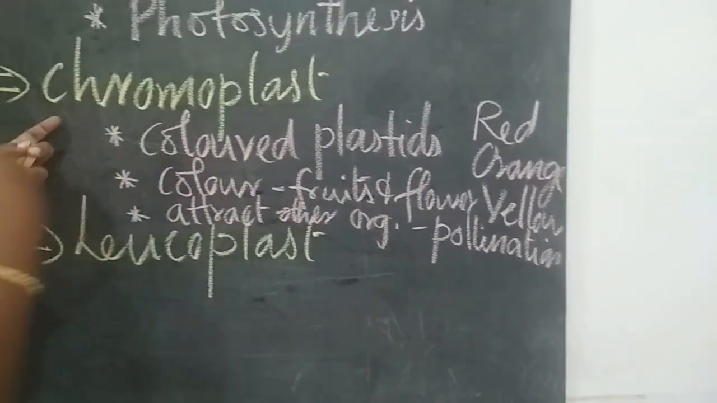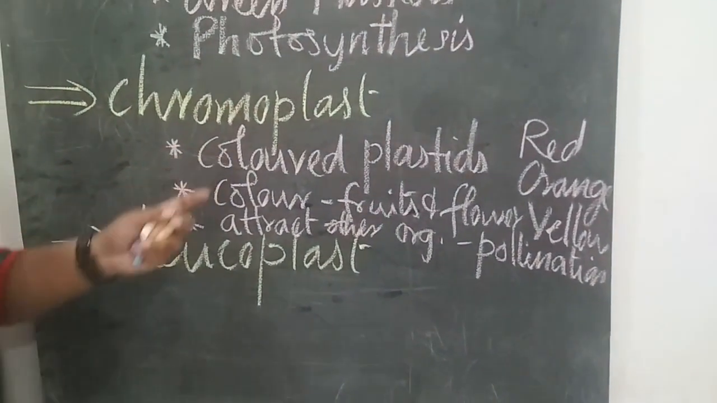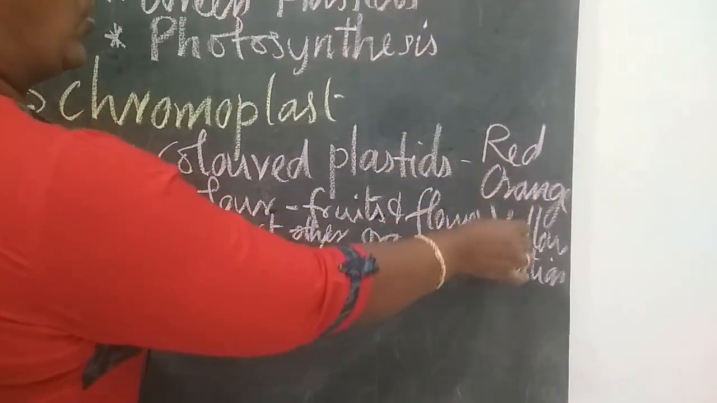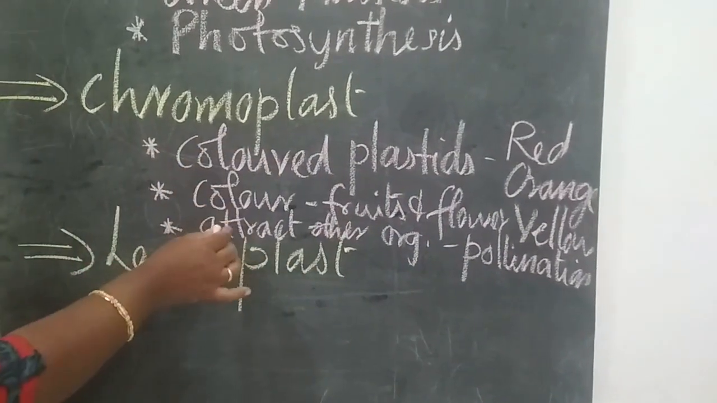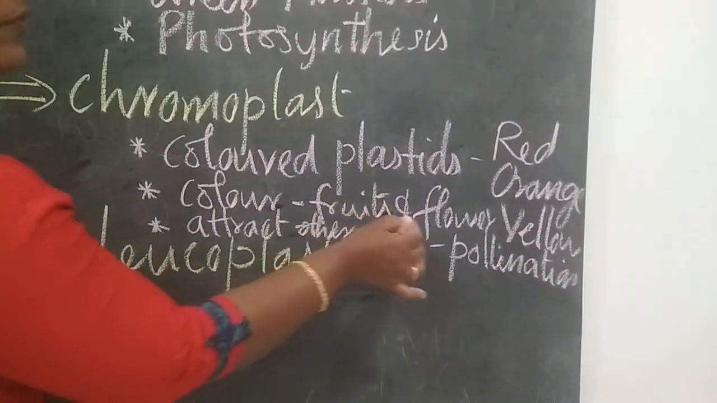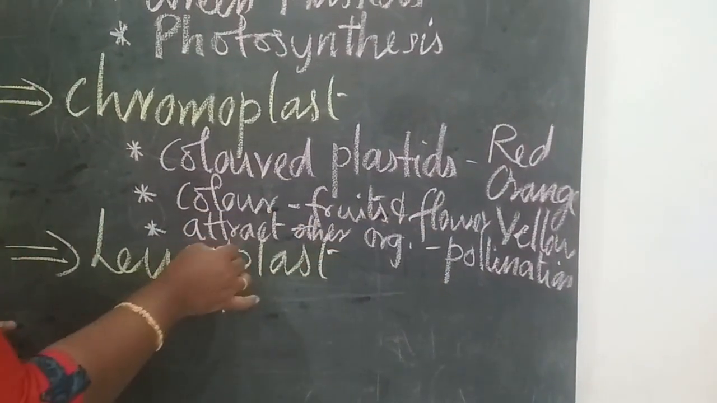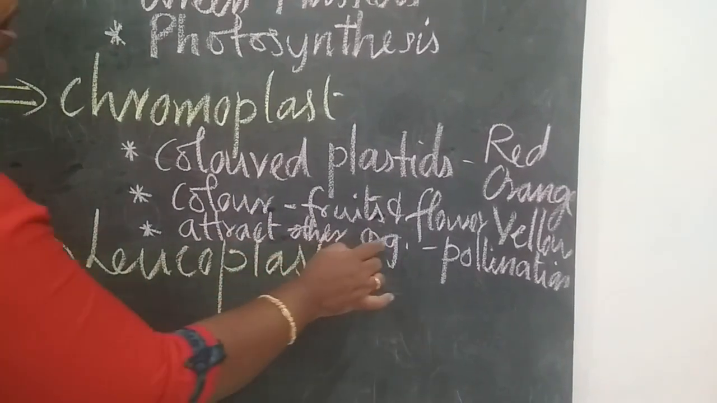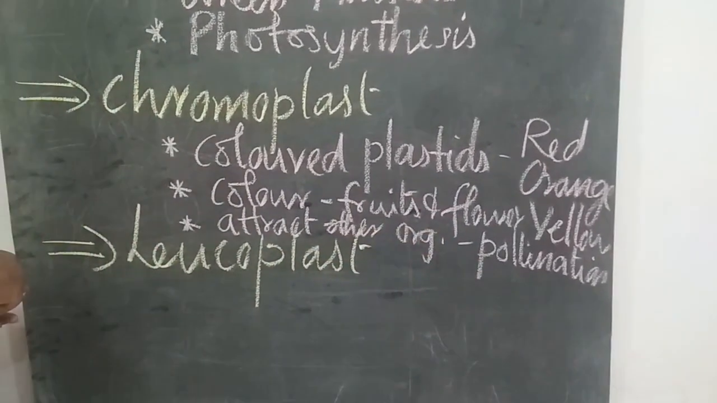So chromoplasts are the colored plastids like red, orange, yellow. What's the function? They give color to the fruits and flowers, and also attract other organisms for pollination.